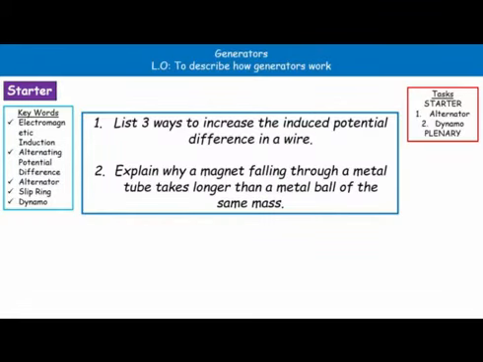What we're going to be doing in today's physics lesson is having a look at generators. So hopefully by the end of this lesson you're going to be able to describe how generators work. And we're going to look at two types. We're going to look at an alternator and a dynamo.